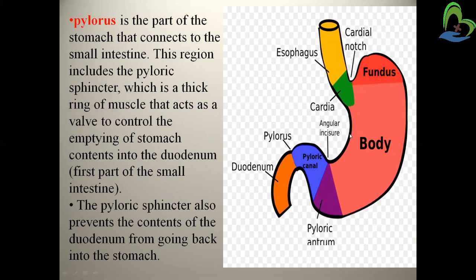Then the pylorus. It is the last part of the stomach that connects to the small intestine. This region includes the pyloric sphincter, which is a thick ring of muscle that acts as a valve to control the emptying of the stomach contents into the duodenum. The duodenum is the first part of the small intestine. The pyloric sphincter also prevents the contents of the duodenum from going back into the stomach.